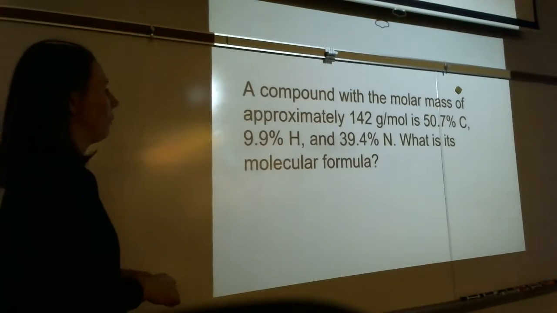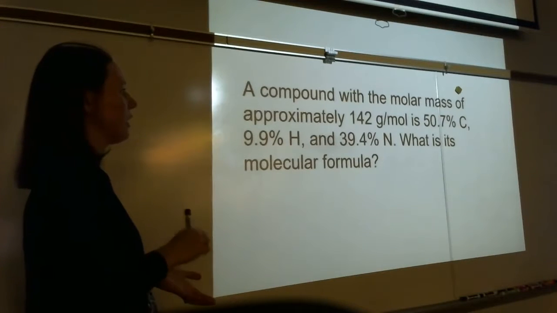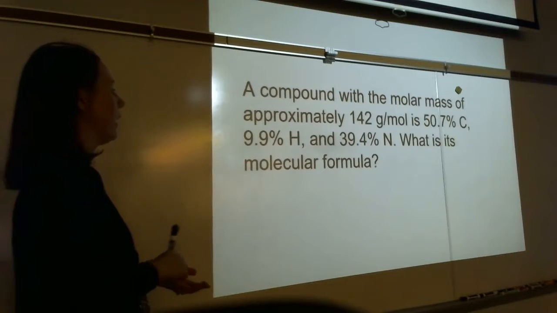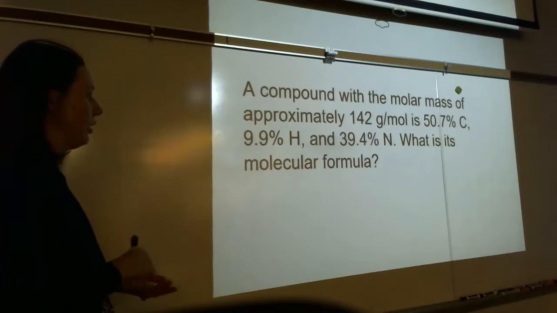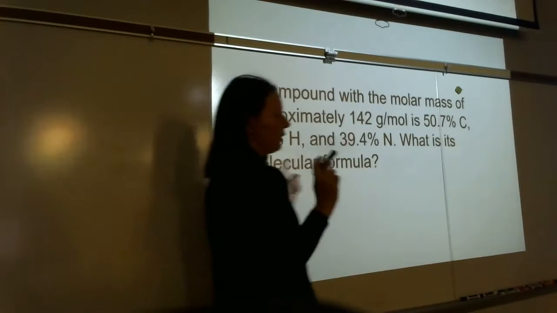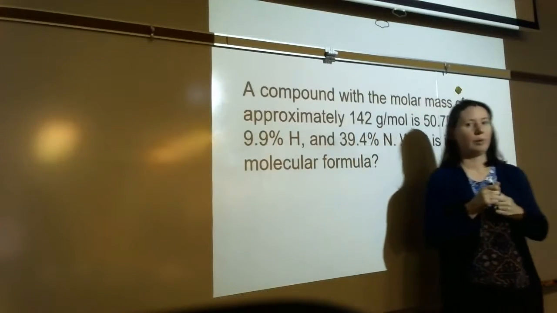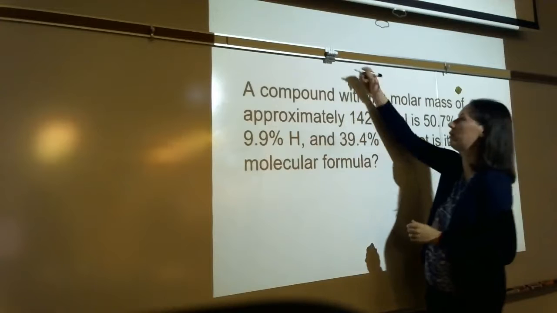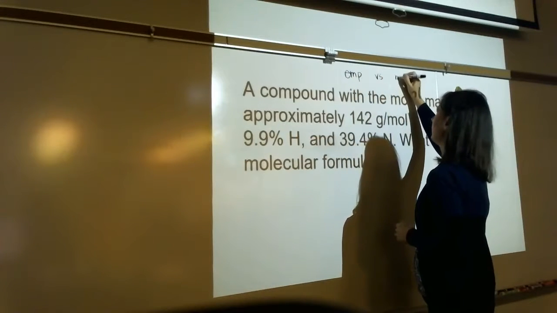A compound with a molar mass of approximately 142 grams per mole is 50.7% carbon, 9.9% hydrogen, and 39.4% nitrogen. What is its molecular formula? So, do you remember the difference between an empirical formula and a molecular formula? Does anyone remember? Empirical versus molecular.